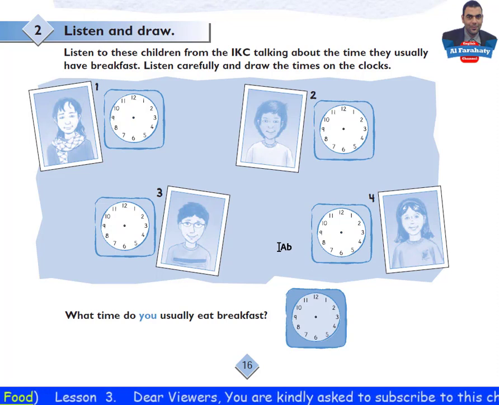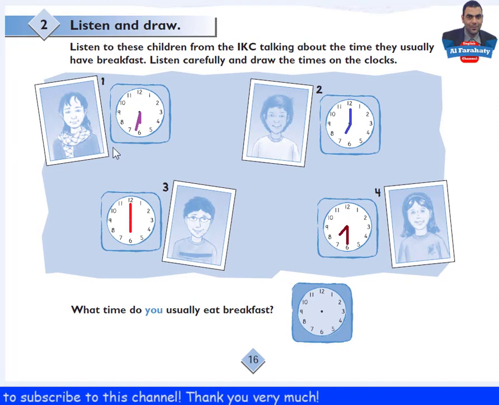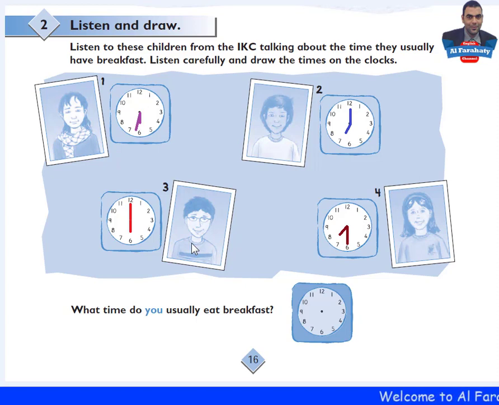Thank you. Now I'll show you the answers. Then we will listen again in order to check them. Look here. Randa usually eats breakfast at 6:30. Ben usually eats breakfast at 7 o'clock. Tariq usually eats breakfast at 6 o'clock. And Maria usually eats breakfast at 7:30. Let's listen again in order to check the answers.